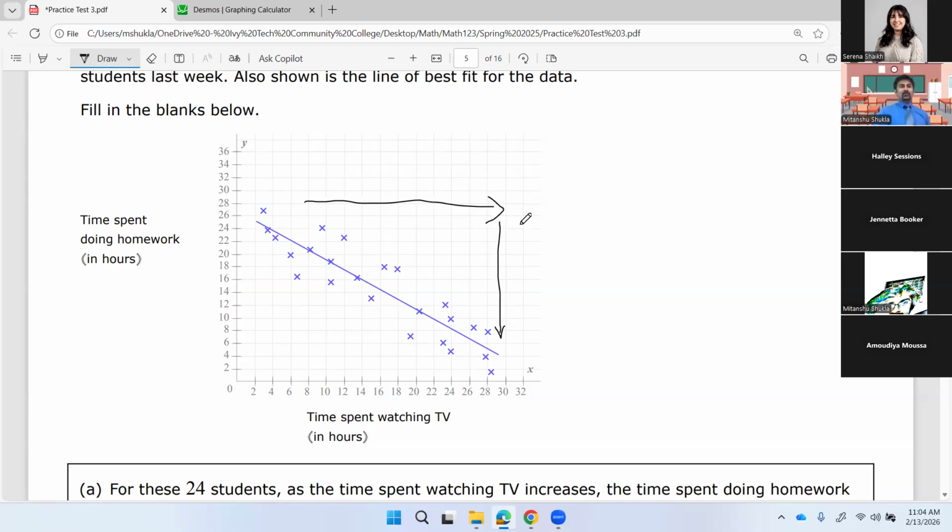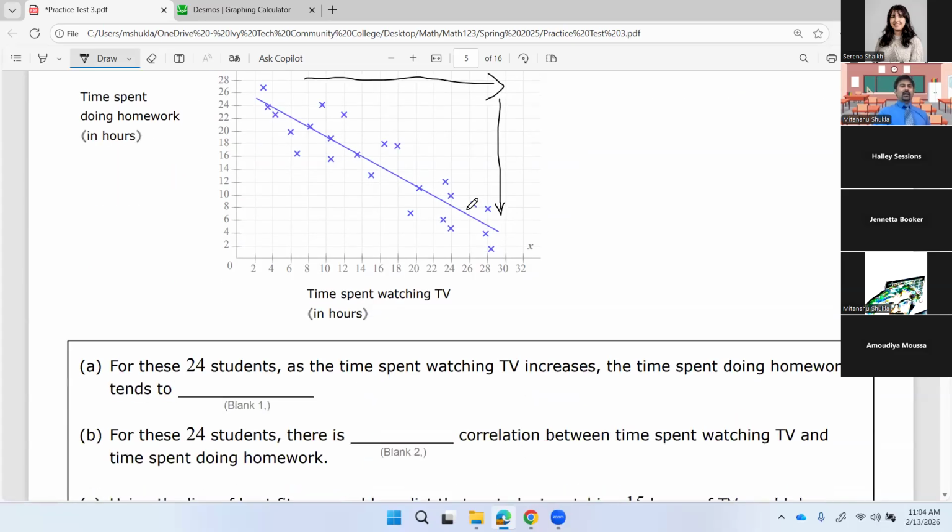Okay, so what is this going to ask us? Well, for the 24 students, as the time spent watching TV increases, the time spent doing homework tends to do what? Well, we just discussed that, right? It decreases. For the 24 students, there is blank correlation between time spent watching TV and time spent doing homework. What do we think? Our option should be positive, negative, or no correlation. Negative. It's a negative correlation. It's going downhill.